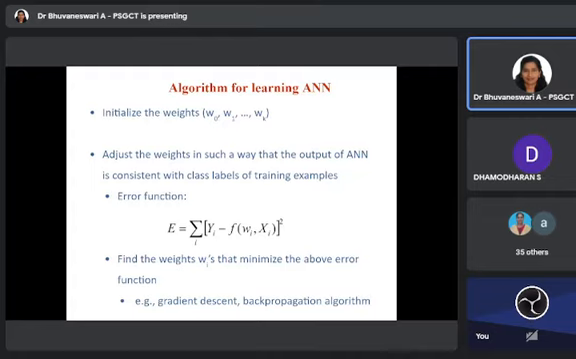So this is one of the commonly used error functions, and the loss function prediction is also performed using the gradient descent algorithm. The gradient descent algorithm is mainly used to adjust the weights so that your output is more precise.